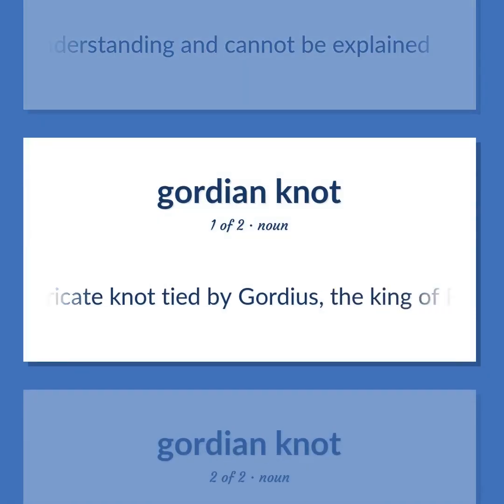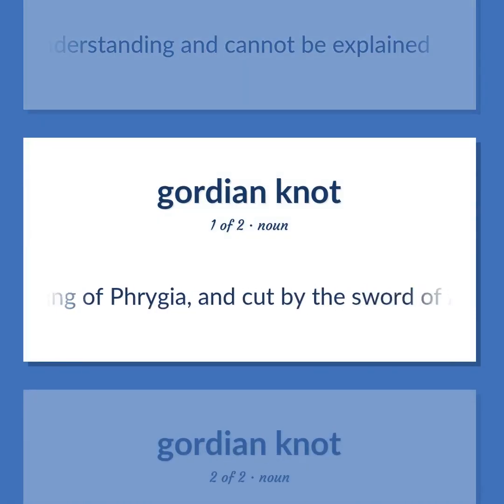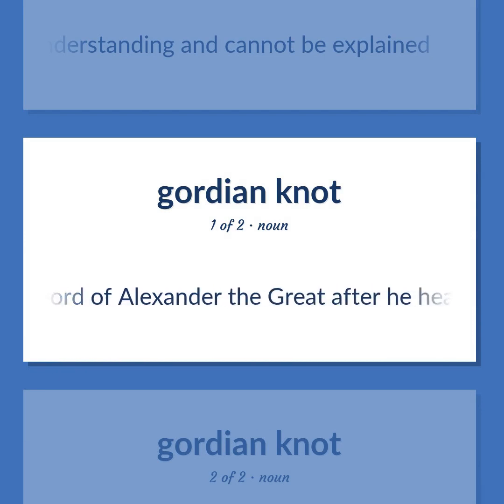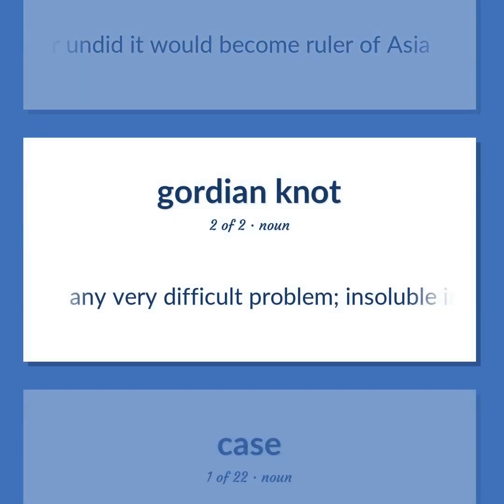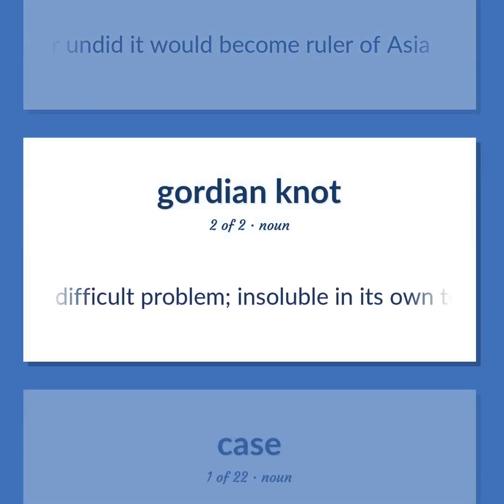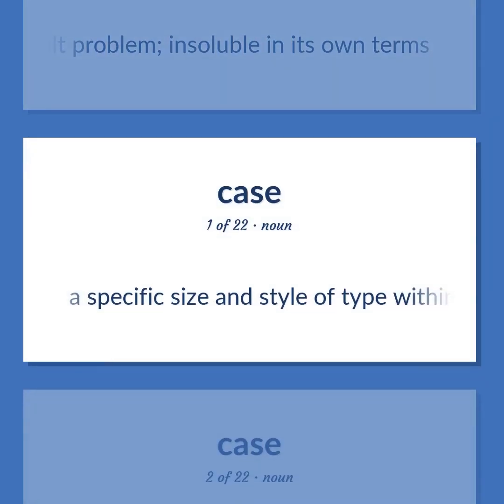An intricate knot tied by Gordius, the king of Phrygia, and cut by the sword of Alexander the Great after he heard that whoever undid it would become ruler of Asia. Any very difficult problem, insoluble in its own terms. A specific size and style of type within a type family.